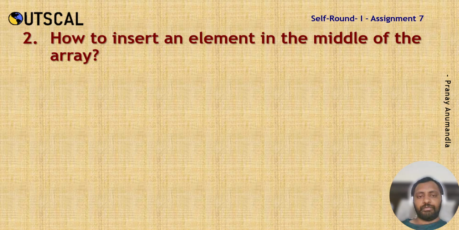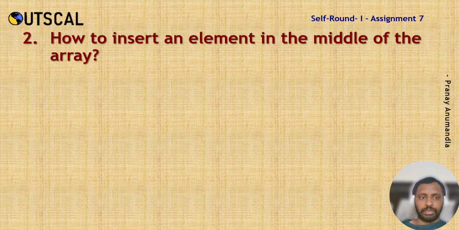If it is odd, then we can choose any of the elements near the center position. Say there are 5 elements. If we add an element, it will become 6 elements, so we can add at the 3rd position or at the 4th position. So 2 elements will be on one side and 2 elements on the other side. You can choose either position for an odd length array.